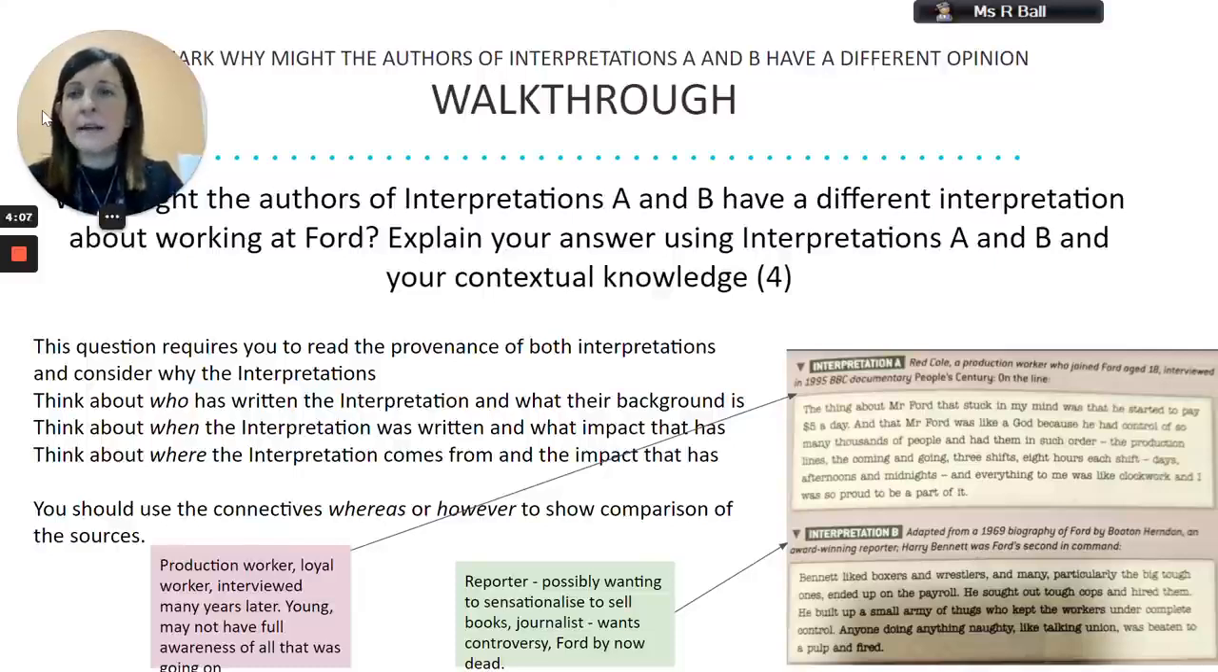If you were to look at interpretations A and B in this case, you'll see that interpretation A was written by somebody who was a real loyal production worker himself, interviewed many years later. As a production worker, you need to think about perhaps would he have full knowledge of what was going on? Is there a reason why he might not be telling the whole truth about what was happening? And then interpretation B is written by a reporter. Therefore, what might his purpose be in writing? Might he perhaps want to sensationalise, to create a story about what it was like to work at Ford?